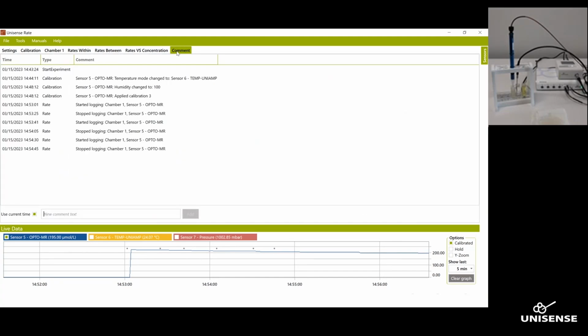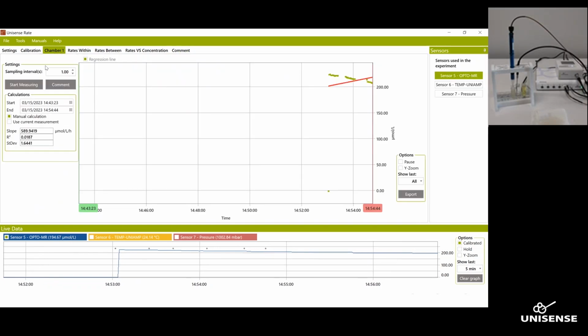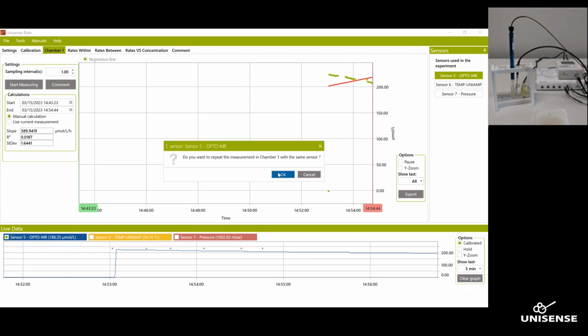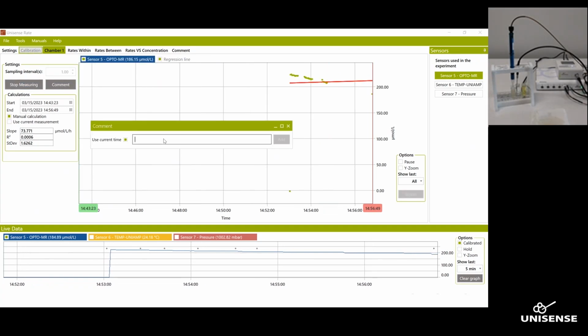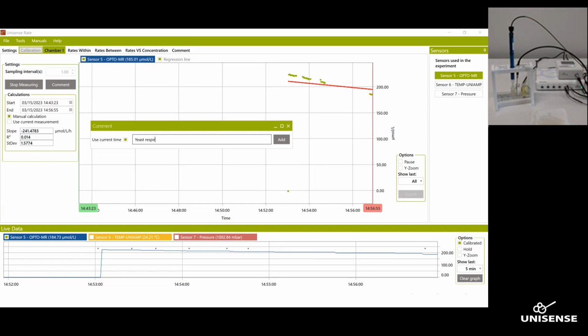And over here, you can see comments, so what was going on. You can always make a comment during the measurement. I think I'll just go back to the chamber here, start measuring. Then you can always make a comment. So I would just call it yeast respiration, and then it will add it with the current time.